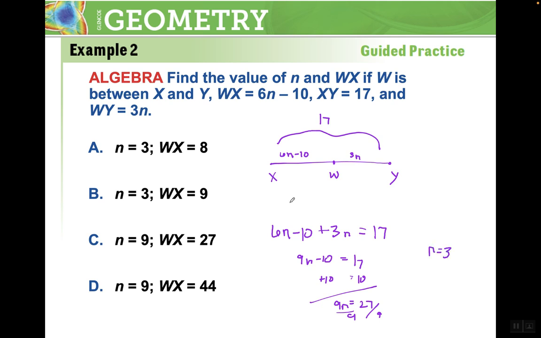And then we plug it back in because we need to find wx. So wx was 6n minus 10, so we'll plug 3 back in there. So we have 6 times 3, which is 18, minus 10, which is 8. So it looks like A is our answer.